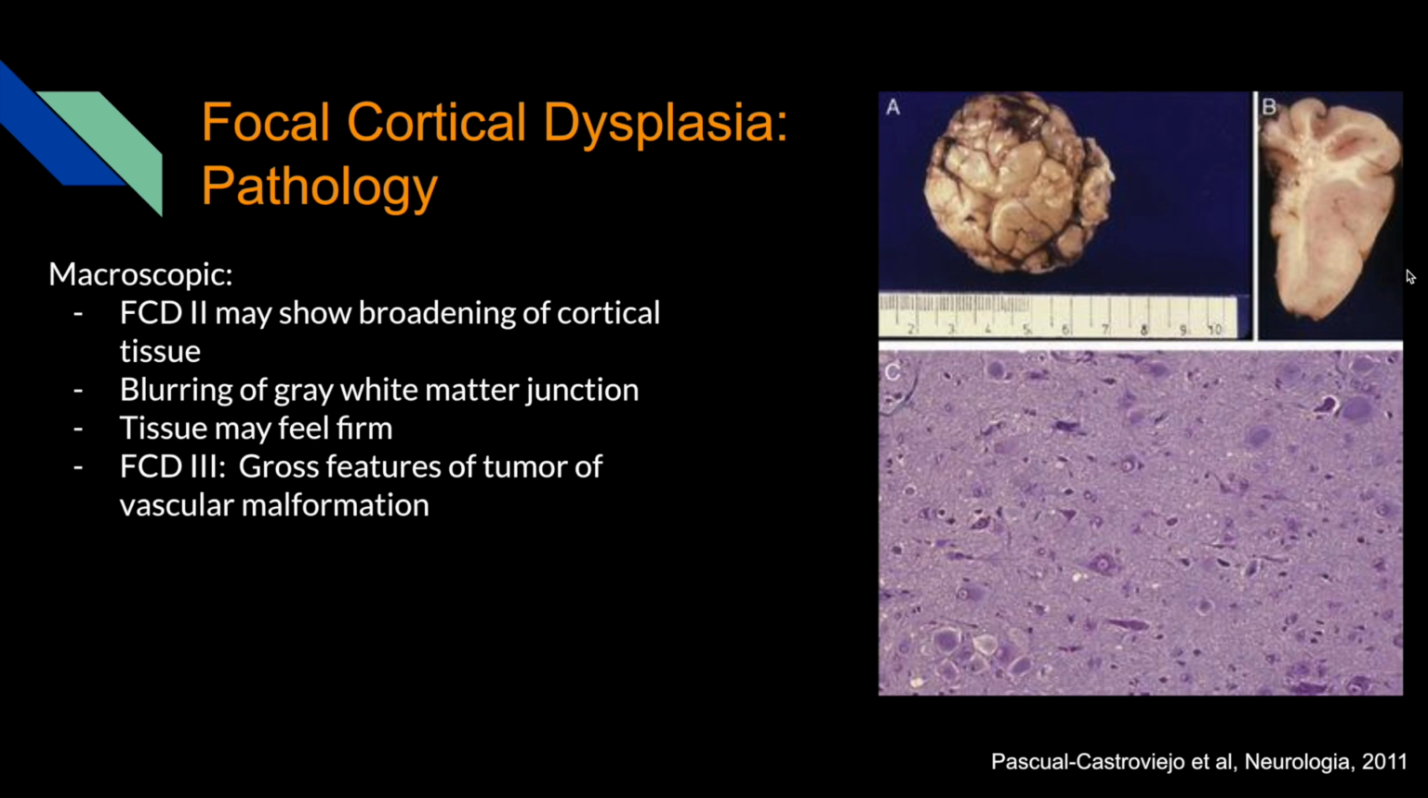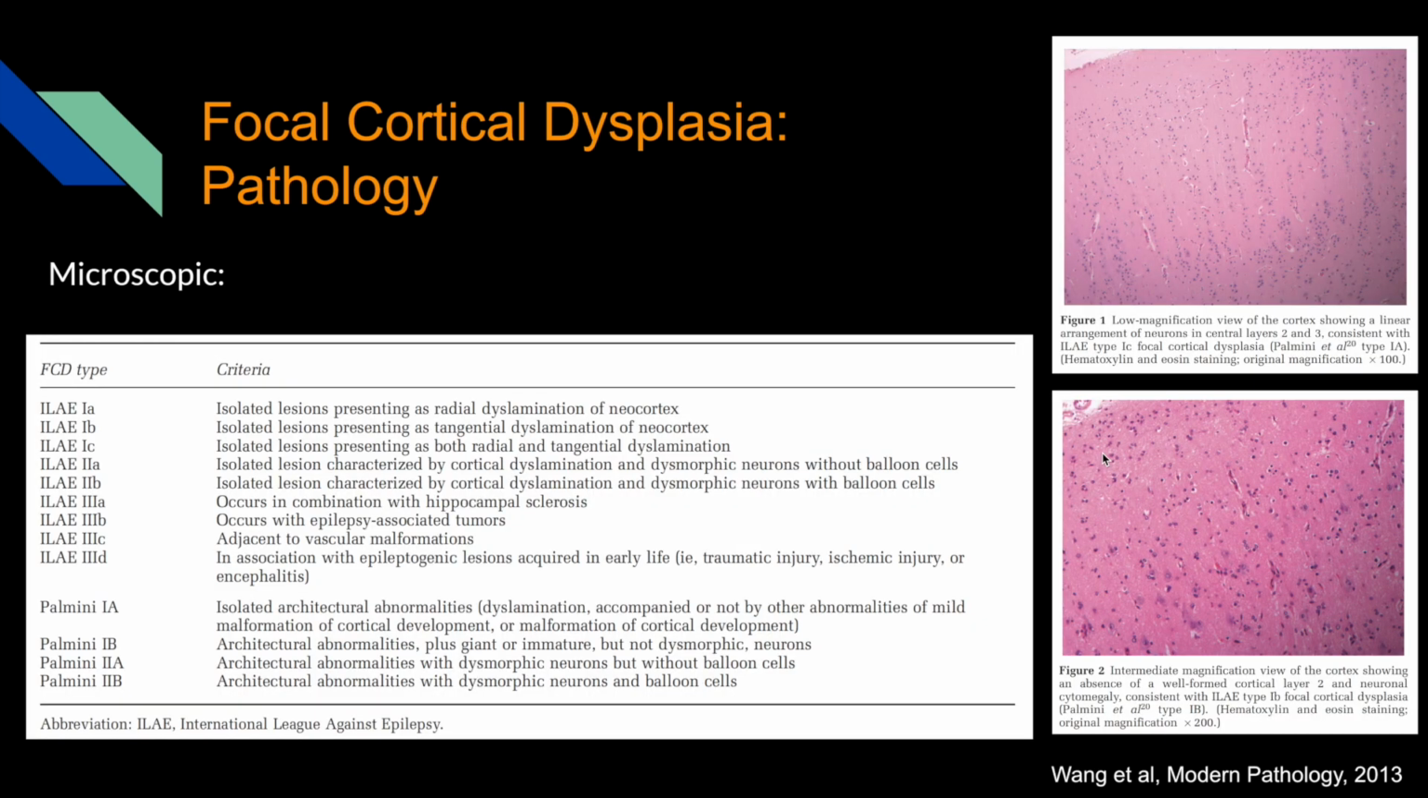Focal cortical dysplasia type 3, as we'll see, is one where it's associated with other lesions. So it can be associated with tumors or vascular abnormalities or infarcts. So when you see this kind of dual pathology, it falls into the ILAE type 3 FCD. This microscopic picture, we're going to see lots of examples, but really highlights these abnormal, dysmorphic, and large neurons that can be seen in the type 2 focal cortical dysplasias.